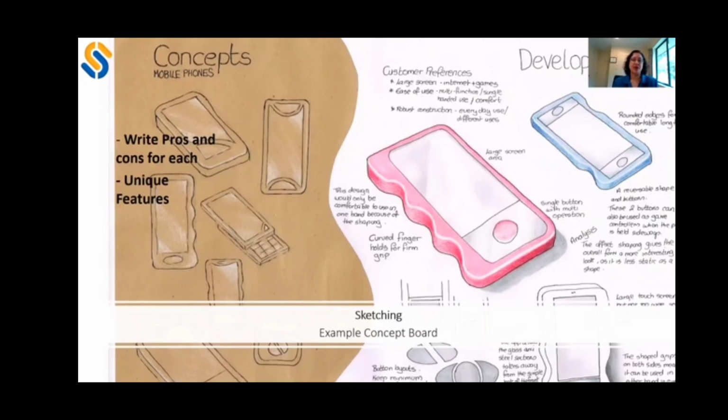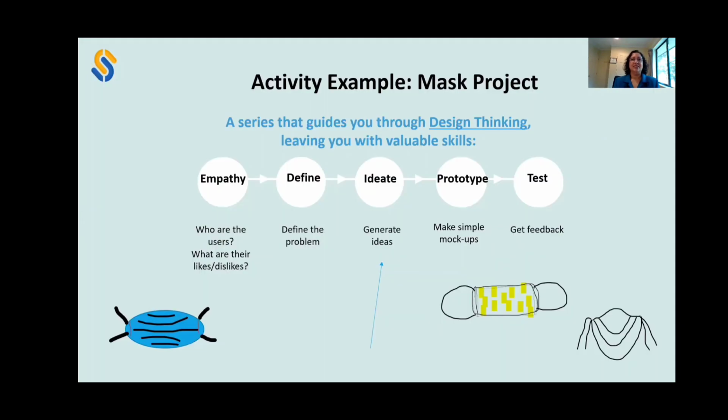This is an example of how you can use sketching as a method of idea generation. It doesn't have to be so good, it can be just a simple line drawing, and then write down the pros and cons of each idea and what is unique about each idea. What is that feature that is setting it apart and giving it that competitive advantage? Now you could think about your mask project, which is our activity example, and do the same thing. Start sketching various ideas and then developing those ideas into concepts.